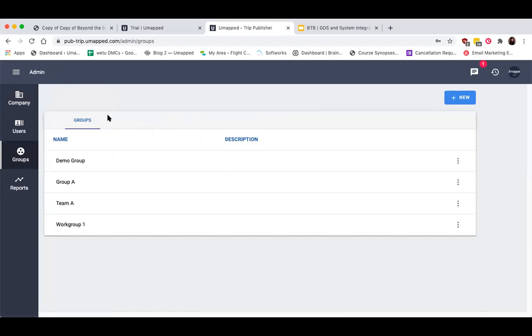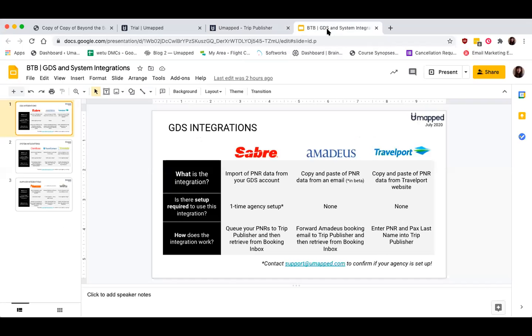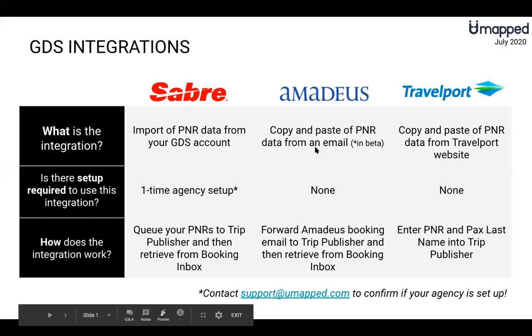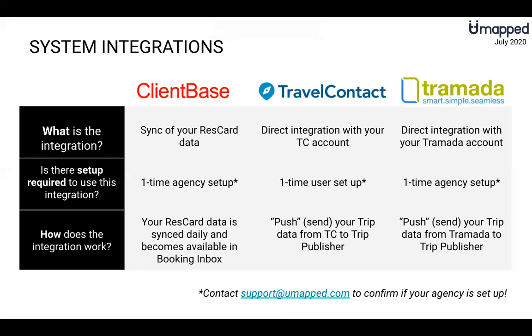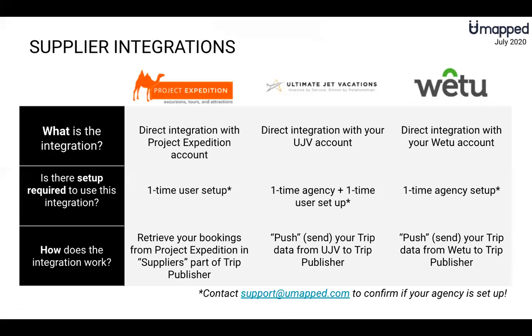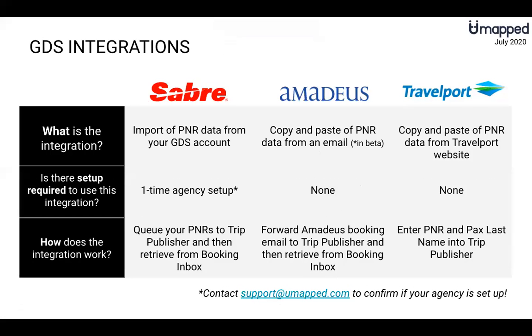Okay, now that we've looked at groups, this is also a good opportunity for us to talk about setting up integrations for your company. So I actually have a sheet that I've already put together, and we're going to specifically be looking at the following. So let me just present this. We're going to be looking at Sabre Live, Client Base Sync, Travel Contact, Tramada, Project Expedition, Ultimate Jet Vacations, and Wet2. So I'm just going to go back to the top. And Wet2 is for our DMC and tour operator users, if anyone here is part of those. So those are our only integrations that involve an actual setup.